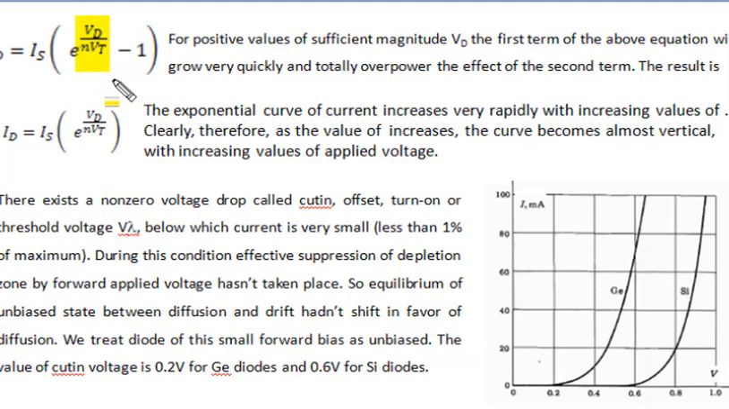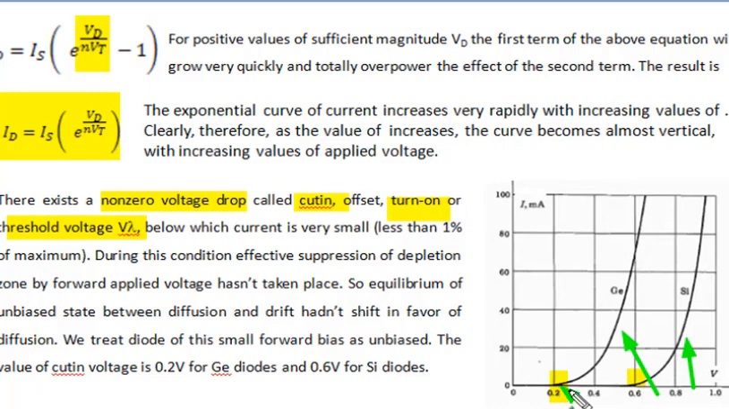Hence, we can say that we can neglect the 1 and the above equation will become ID is equal to Is e raised to the power Vd by eta Vt. And due to this, the exponential curve of current increases very rapidly with increasing value of Vd. This exponential rise in the current is after a particular voltage. This voltage is basically a non-zero voltage drop, which is known as cut-in voltage or offset or turn-on or threshold voltage. Below this, the current is very small.